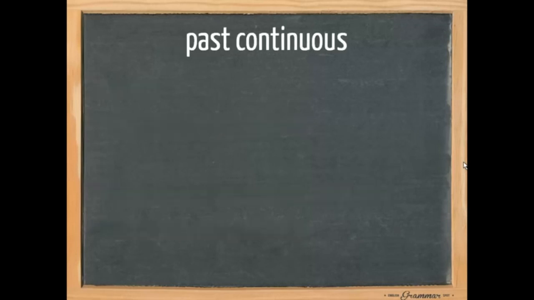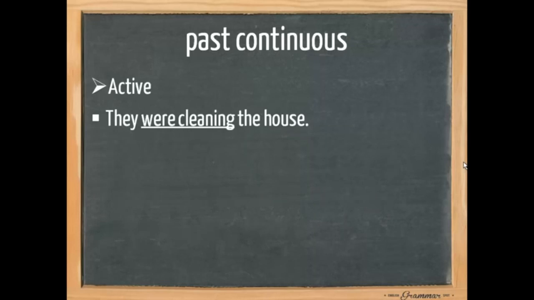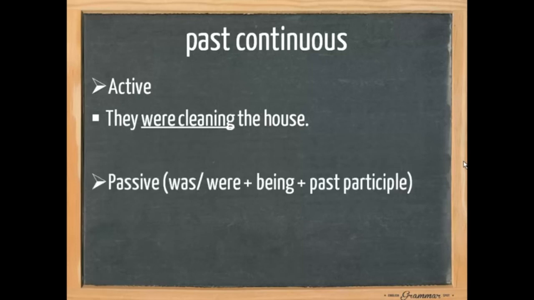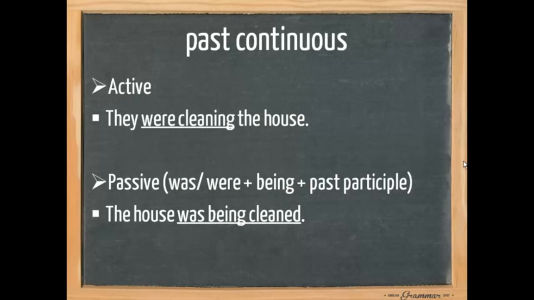A past continuous. An active sentence: They were cleaning the house. So, to make it into a passive, we'll put this house, the subject of the passive form, in a passive sentence. Remember, don't forget to put in "being." Passive: "was" or "were" plus "being" and the past participle. The house was being cleaned. It was done by them, but that's not important.